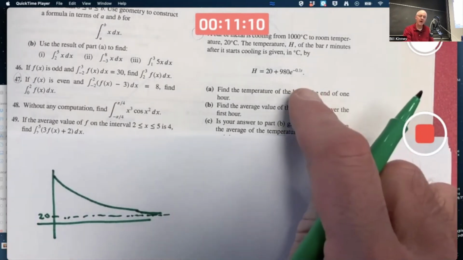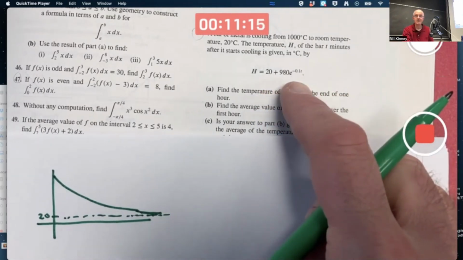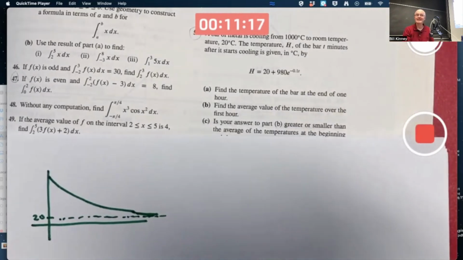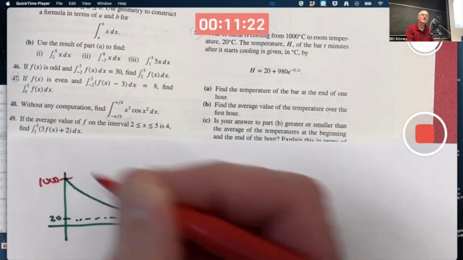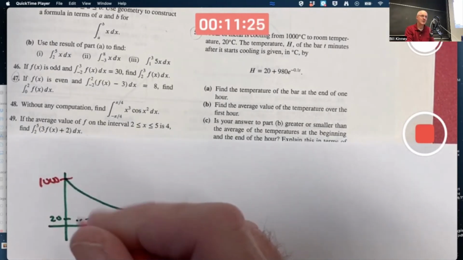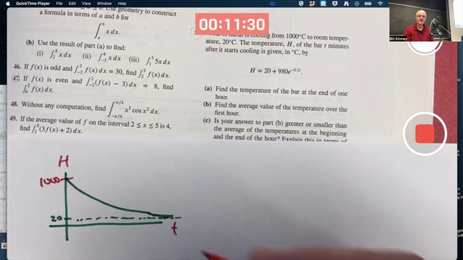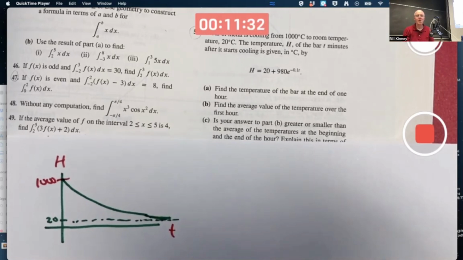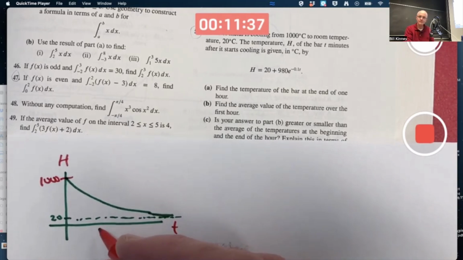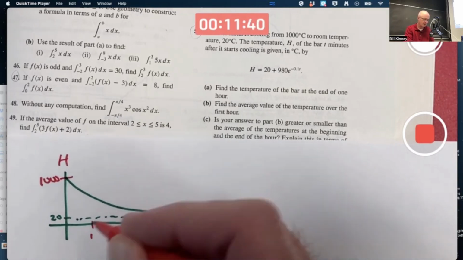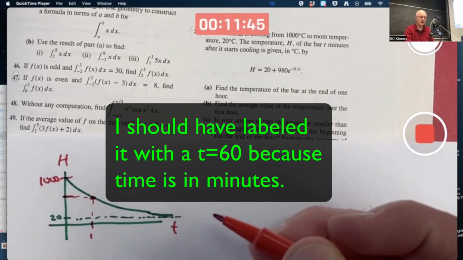Its value at t equals 0 is 1,000: 20 plus 980, e to the 0 is 1. So this graph's not really to scale, but humor me, pretend this is 1,000 right there. The scale's wrong. Okay. This is h as a function of t. As far as part A goes, finding the temperature after 1 hour, let's pretend 1 hour is right there. You're trying to just find the y coordinate, or the h coordinate, at that point right there. Just plug in t equals 1.